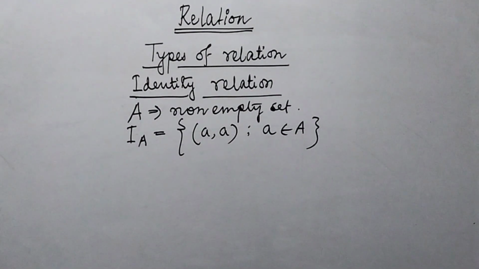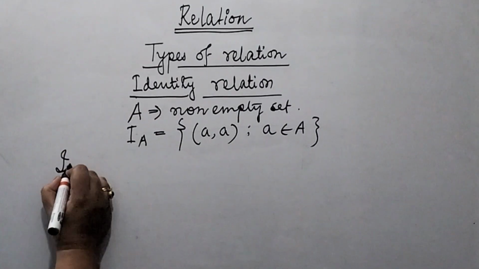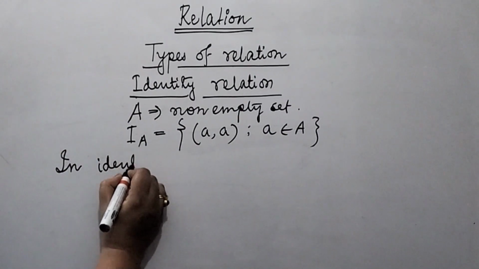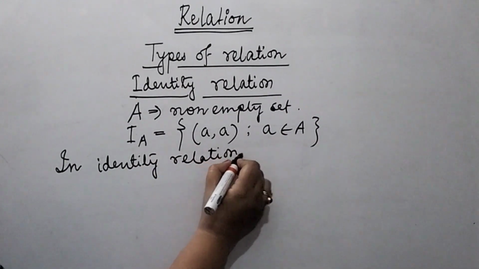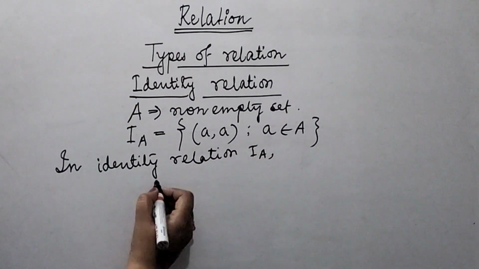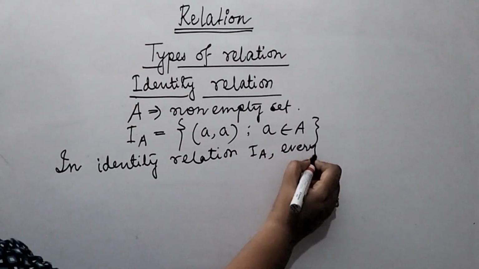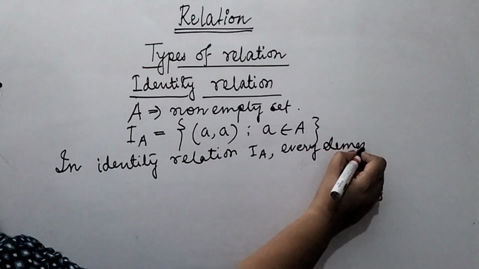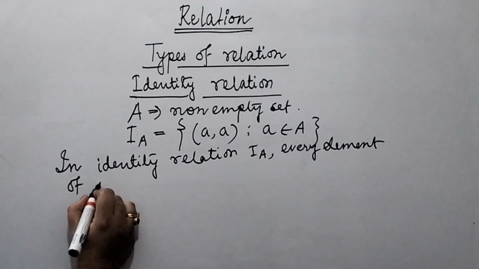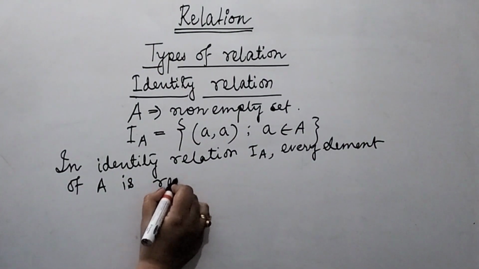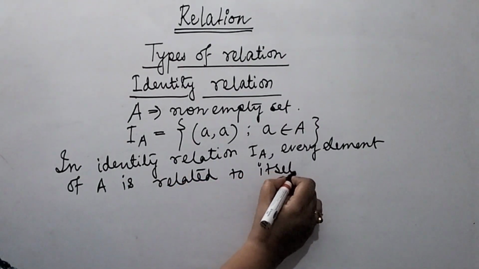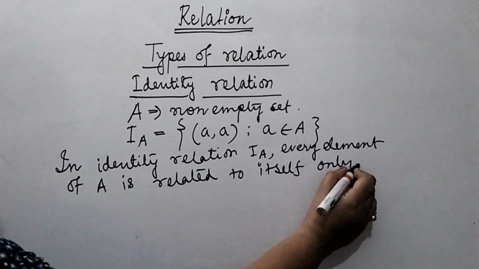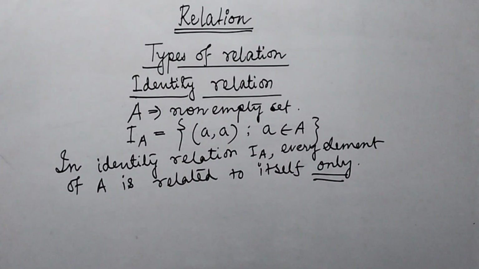The ordered pairs will be of the form (a, a), which are in I_A, such that a belongs to the set A. Okay? So in identity relation I_A, we get that every element of A is related to itself only. Okay? So this is the structure of the identity relation.